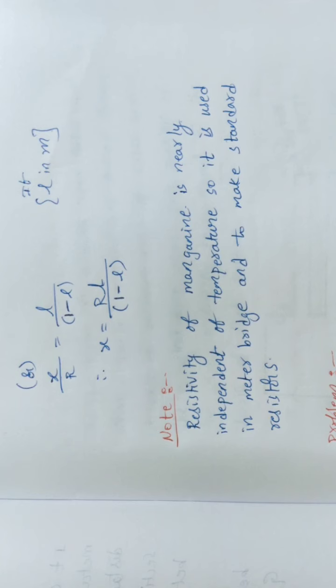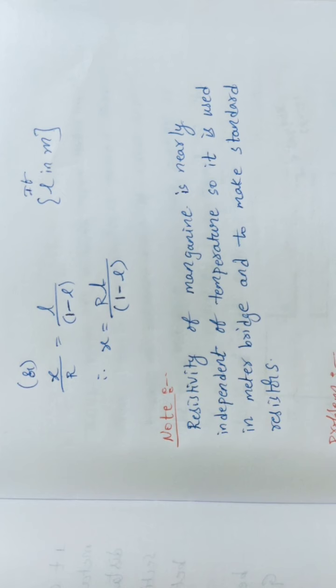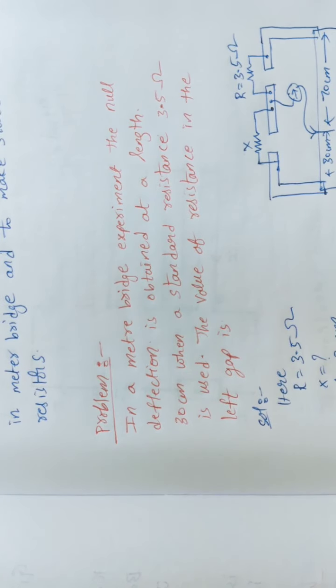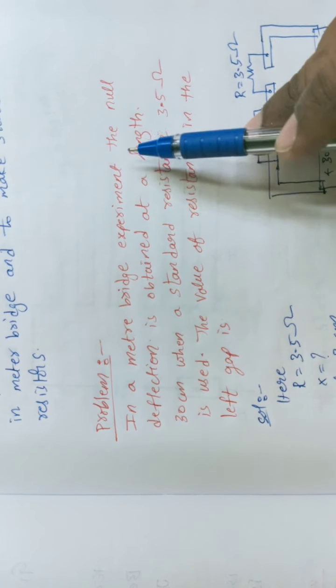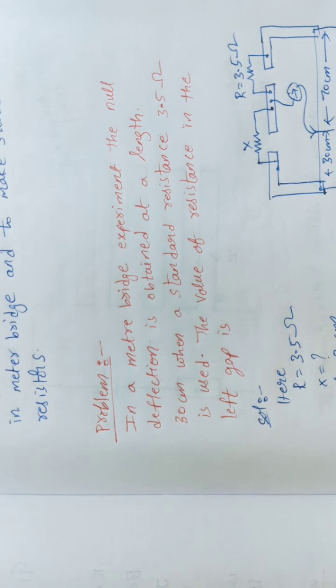So after getting this information about the meter bridge, further we are going to one small problem for getting one idea. How that problem is given here, observe carefully. In a meter bridge experiment, the null deflection is obtained at a length of 30 centimeters when a standard resistance of 3.5 ohm is used. The value of resistance in the left gap, meaning the unknown resistance, we want to find out based on the given data.